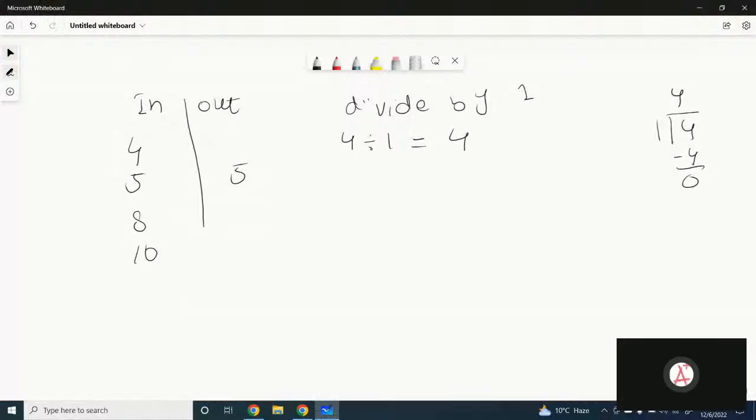Okay, 4 divided by 1 equals 4. Then 8 divided by 1 equals 8. Any number divided by 1 equals the same number. Got it? Then 10 divided by 1 equals 10. So the missing numbers are 4, 8, and 10. Got it?